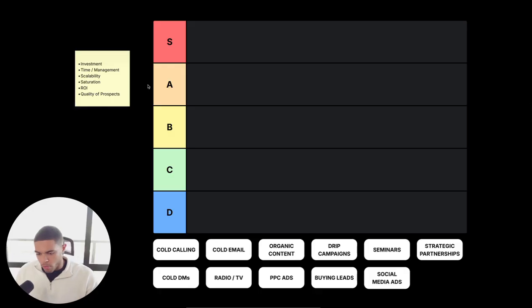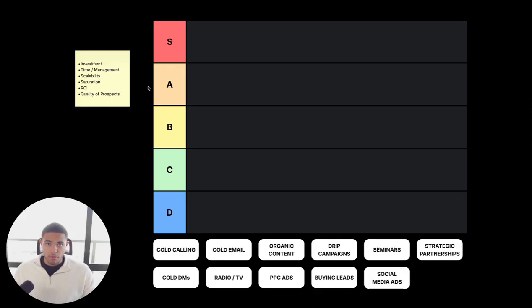So to start off, we're going to dive into cold calling. Now, this is an age-old method for advisors to scale, right? And now, before I rate this, let me explain these different sections, right? It's pretty standard, but S tier means it is an amazing method. It works very well. It checks a lot of the boxes on these qualifications we're looking at. A tier is it also works well, but it's not necessarily the best, right?